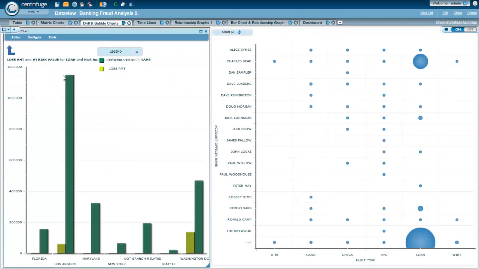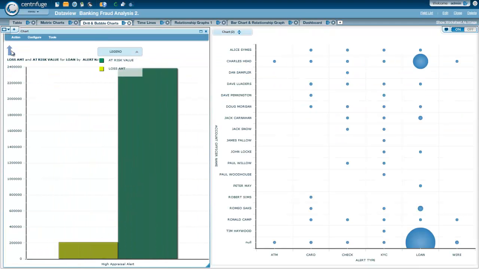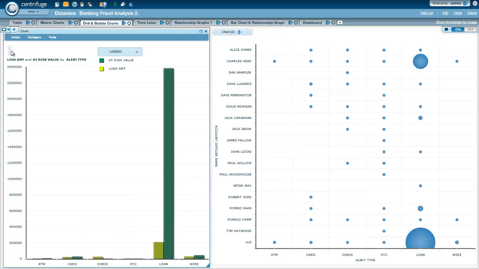Now, Centrifuge allows you to actually look at this data in different forms. So here I'm looking at it in the form of a drill chart and a bubble chart. And in 2.5, I can go ahead and move my legend around.